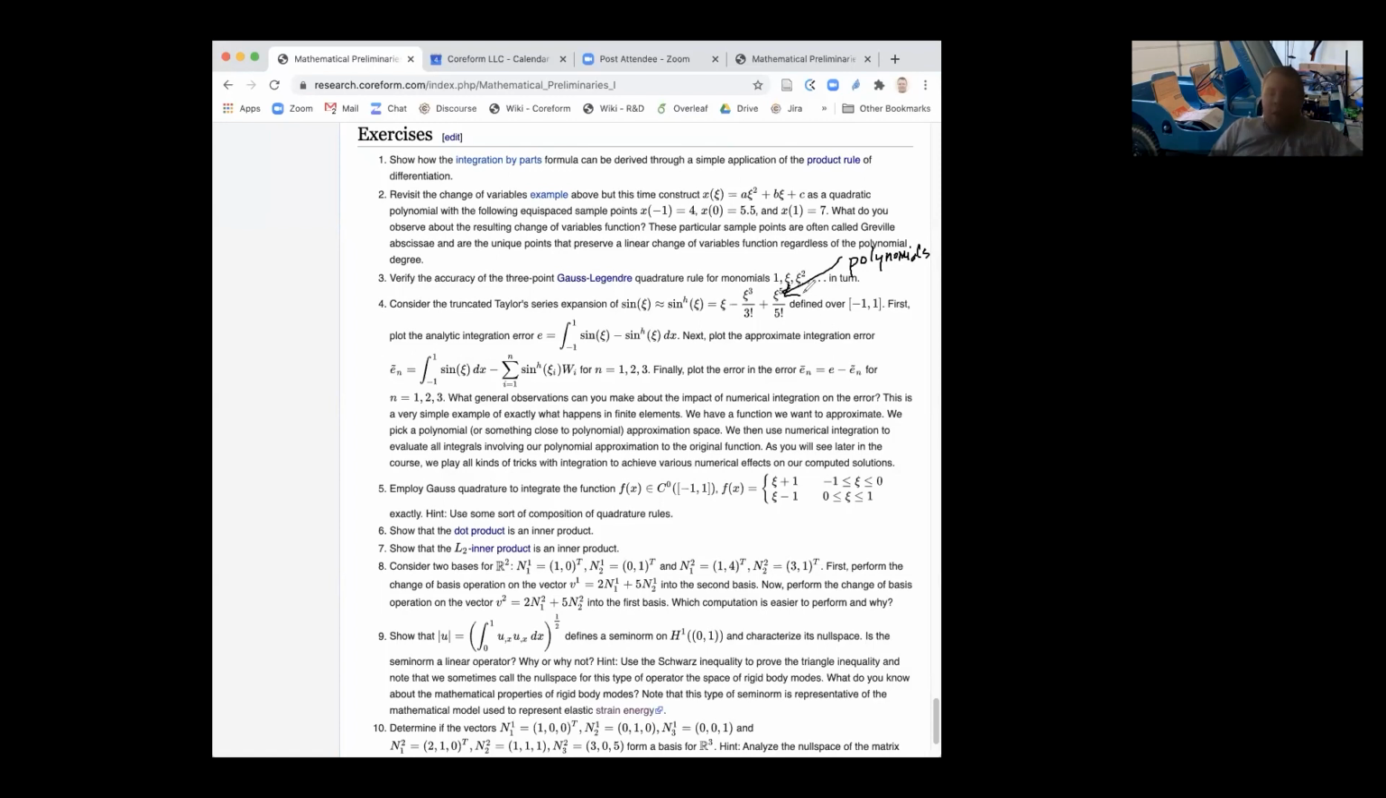But this isn't every term, right? There's actually an infinite number of terms in this Taylor series expansion. So by throwing away these terms, there is an error between sine superscript h and the analytic sine function. Are you okay so far?